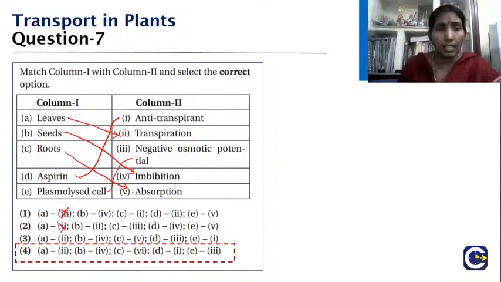Next, coming to the seeds, it is imbibition, right? When it comes to roots, yes, absorption. Okay, so the roots, it is absorption. Okay, so that is fine. What about when it comes to aspirin?